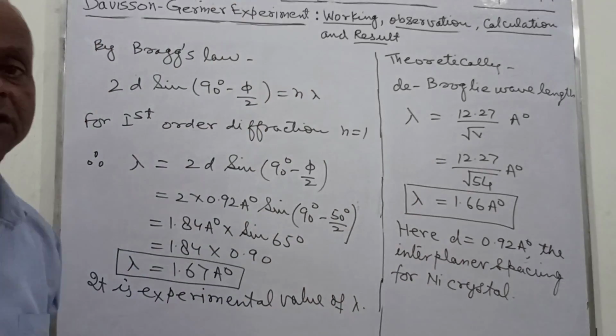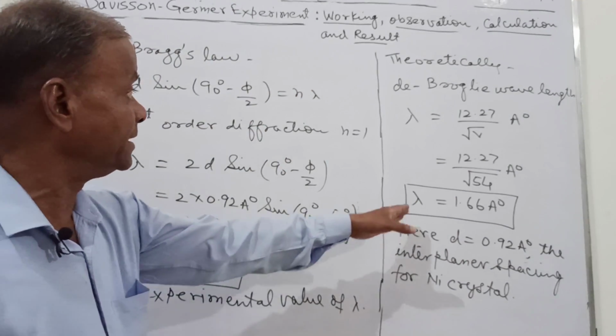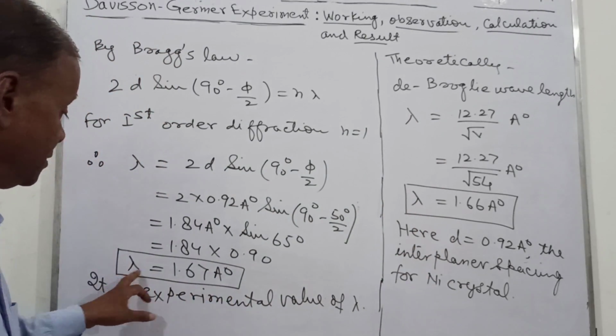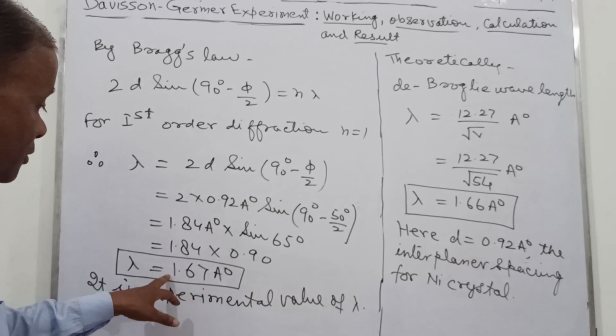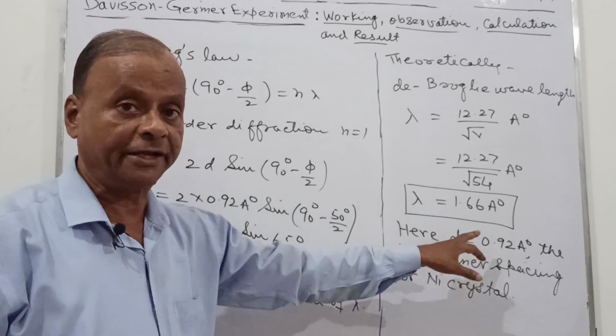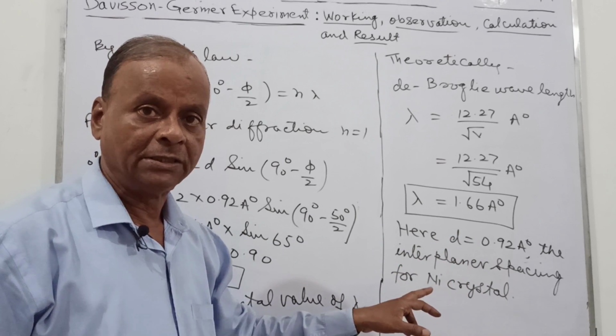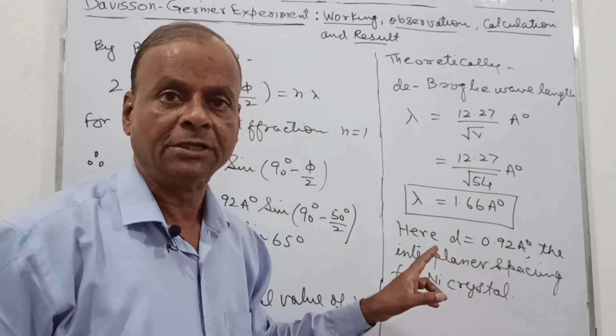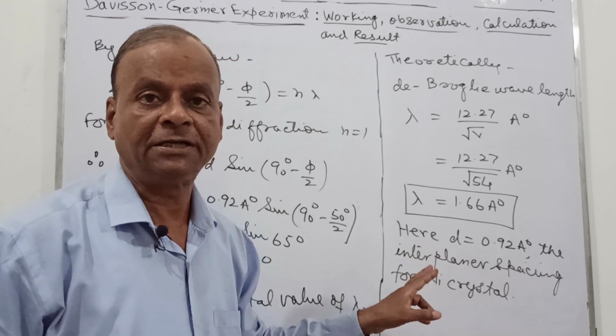So now we come to the result, and we see that this theoretical value resembles the experimental value. This is 1.67, and this is 1.66. So it is in very good agreement. So we can see that this confirms the existence of matter waves associated with the accelerated electron beam.